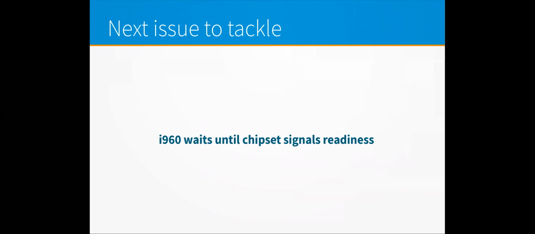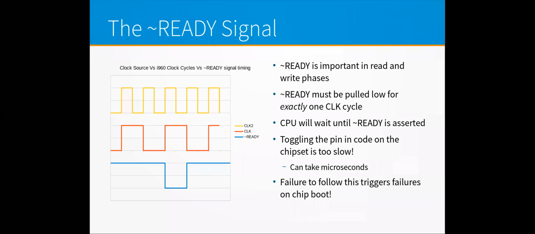But there's another issue. Even though you have a clock signal, you also need to tell the i960 when it's ready to do the next memory transaction. But how do we signal this readiness? Well, there's a pin from the processor called READY, and you pull it low for a single clock cycle. It's very important during reads and writes, and it needs to be exactly one clock cycle. If you don't do this, you'll get really funny results.